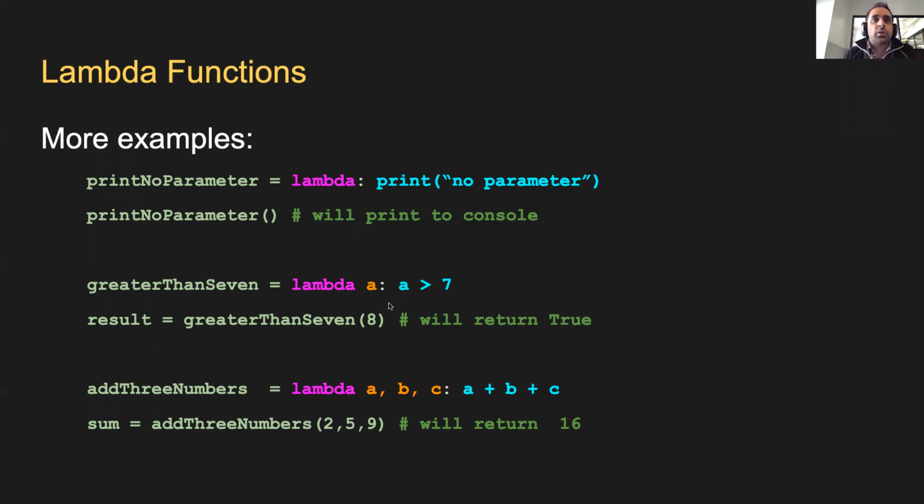We have an example with 1 parameter. So I kind of highlighted these with colors. Lambda is the keyword, orange is the input. The cyan color is the return value. So this should return true because 8 is greater than 7.